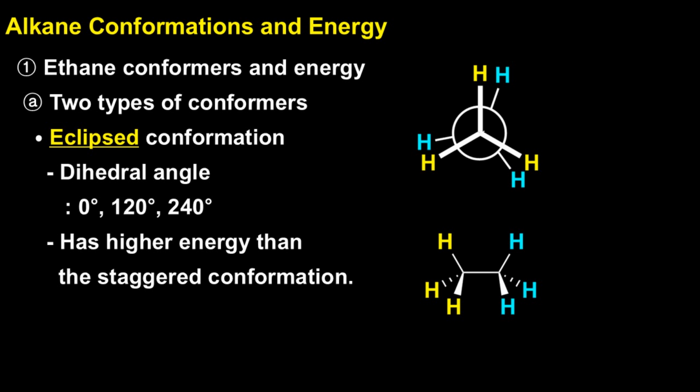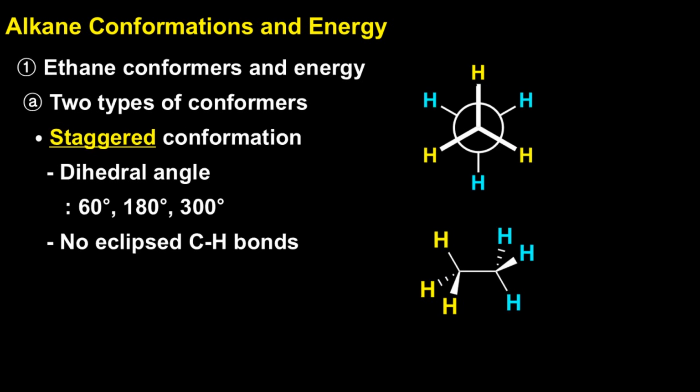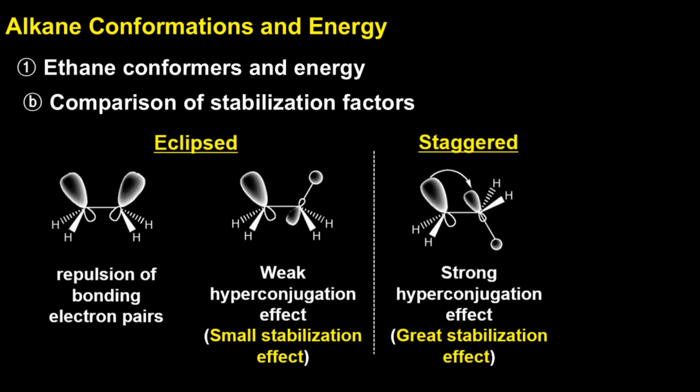In the eclipsed conformation, the hydrogen atoms line up directly with each other, and that maximizes electron repulsion. This extra torsional strain raises the molecule's energy, which makes the conformation less stable overall. Now, in the staggered conformation, the hydrogen atoms are spread out as far apart as possible. That spacing helps minimize electron repulsion, which means less torsional strain, and the molecule becomes much more stable. But why is the eclipsed conformation higher in energy than the staggered one?